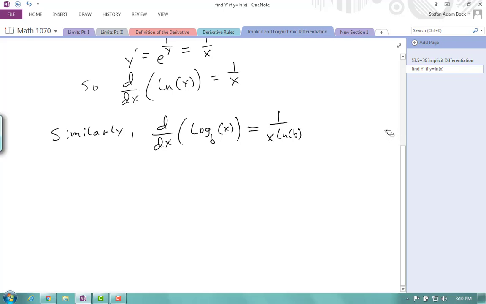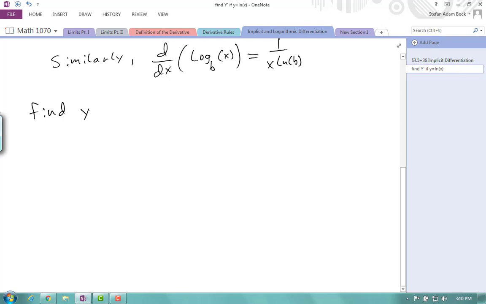Now I'm actually going to use this exact same technique to find the derivatives of the inverse trig functions. So I want to find y prime if y is equal to arcsine of x. Or, if I like to use some terrible old notation, sine inverse of x. This is the inverse function to the sine function, which is not the same thing as 1 divided by the sine function. So this means that if I apply sine to both sides, I have sine of y is equal to x.